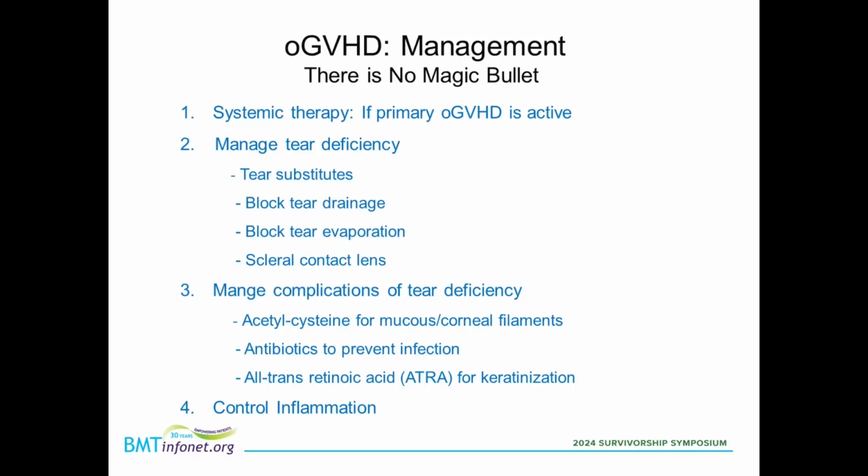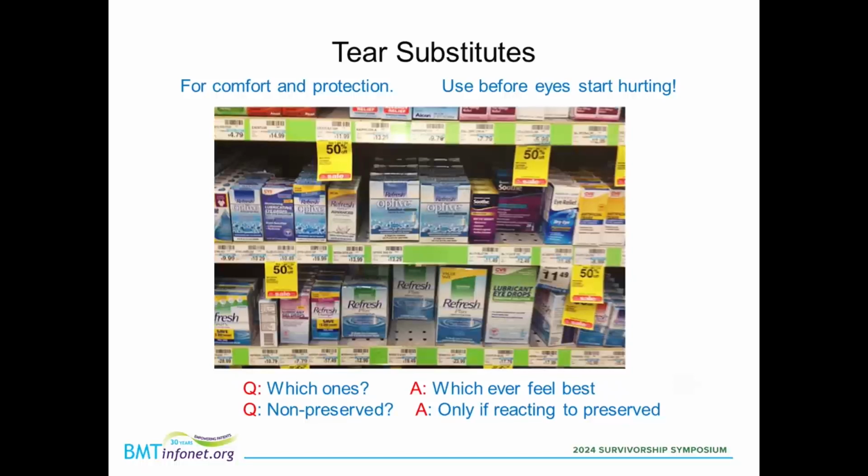So with that, let's talk about tear substitutes. And usually this is the big area of discussion. There's about a zillion tear substitutes out there. And the main thing I'm going to tell you is they're used for comfort and to protect the eye. They are not therapeutic. In other words, they're not going to treat any disease that you have. What they're going to do is protect the eye and allow it to heal on its own and make you more comfortable.